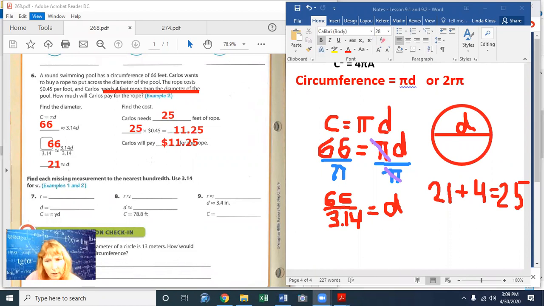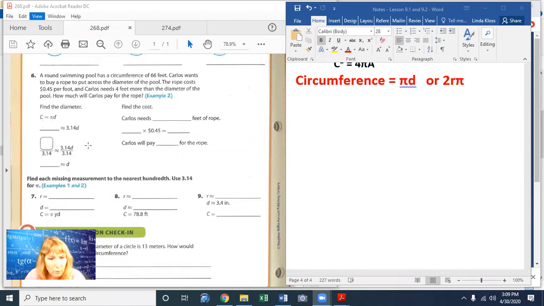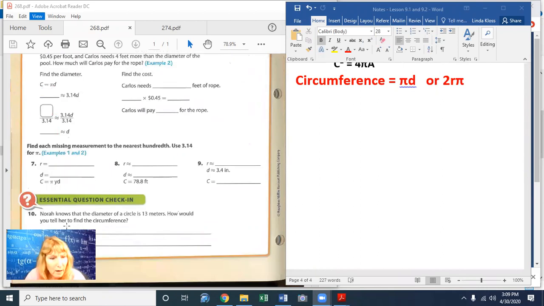Now we're going down to find the missing measurements to the nearest hundredth. Let's clear our drawings. If you need to pause the video to get this down, go ahead. I'm going to clear the drawings. Gone. Moving up, it only goes that high. Find each missing measurement to the nearest hundredth. Use 3.14 for pi. They're telling you what to do now.